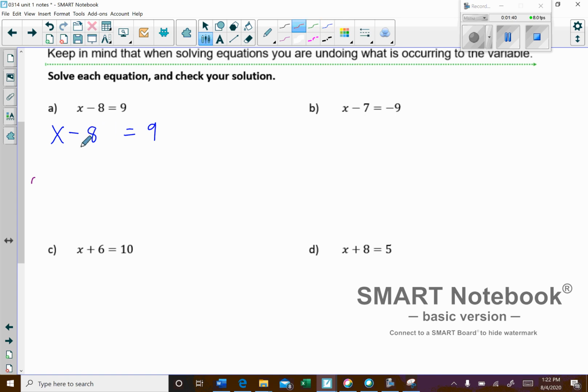And so what I'm going to do is I'm going to nullify the minus 8. I want to undo that. And so the opposite of subtracting 8 would be to add 8. So I'm going to add 8 to both sides. And so what happens here is those are going to cancel each other out. Those are opposites. So minus 8 and plus 8 cancel out. And so we're left with x equals 17. So I said, many of y'all probably could have figured that out without having to do that. But that's kind of the process you want to do here.